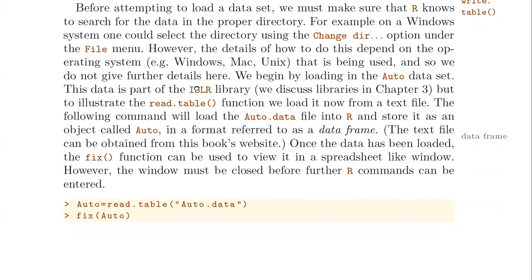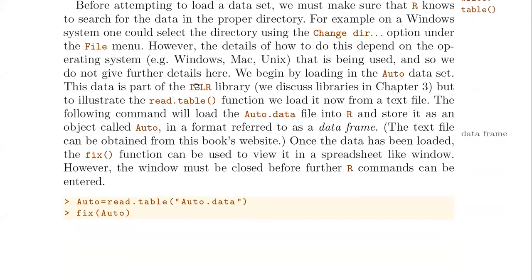Before attempting to load a dataset, we must make sure that R knows to search for the data in the proper directory. So this saves you the hassle of having to type out the entire directory, C:/, etc. For example, on the Windows system, one could select the directory using change dir option under the file menu. However, the details of how to do this depend on the operating system that is being used, and so we do not give further details here.